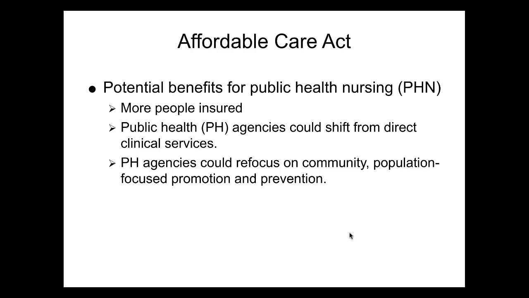So the Affordable Care Act has potential benefits for public health nursing. It gets more people insured, so we can bring more people toward prevention and promotion. If you don't have insurance, then you don't get seen until it's an emergency. And an emergency, by its definition, means we're past the point of prevention. Public health agencies now can shift away from direct clinical service, and public health agencies could refocus on community population and focus on promotion and prevention.